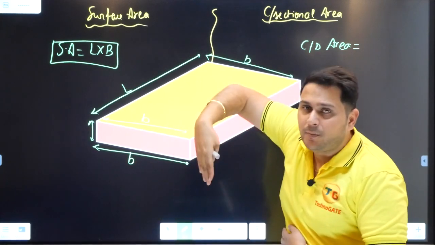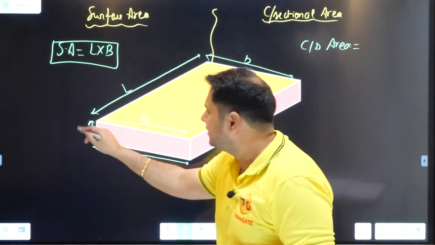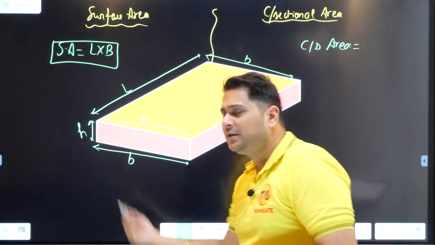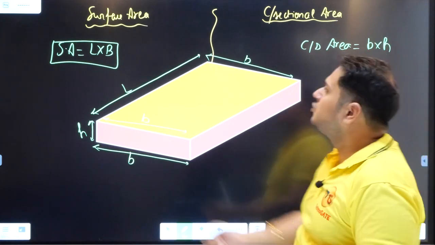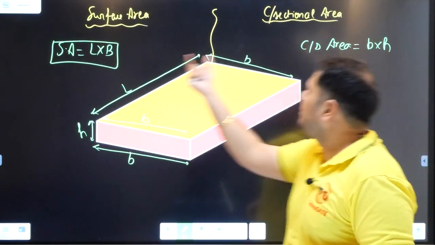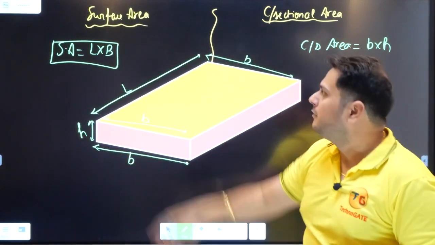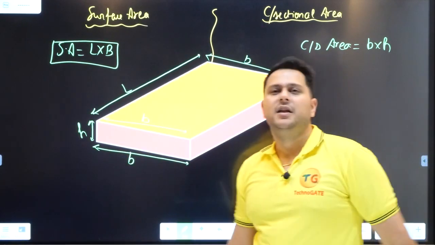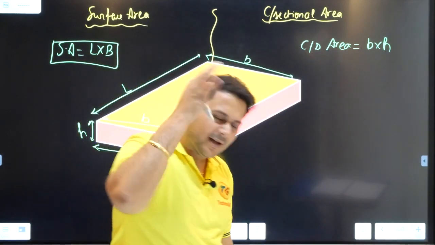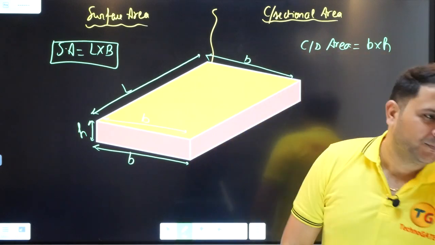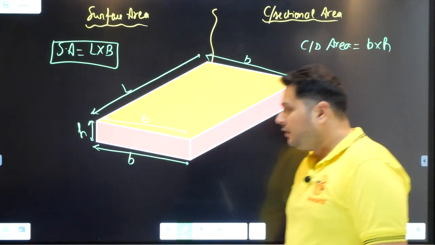If you see from the top, it is depth. If you see from the bottom, it is height. So this is nothing but your height, this is nothing but your width. So cross-sectional area is going to be B into H. So B is common in both the places, but in the surface area we will be considering the length, whereas in the cross-section area we will be considering the depth or the height. I hope the concept is absolutely clear to you guys, right?